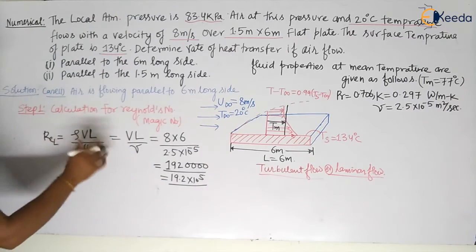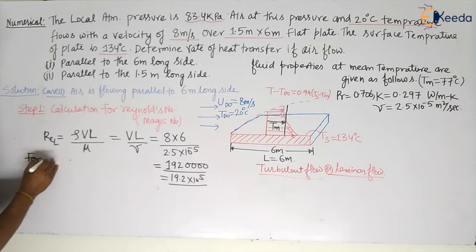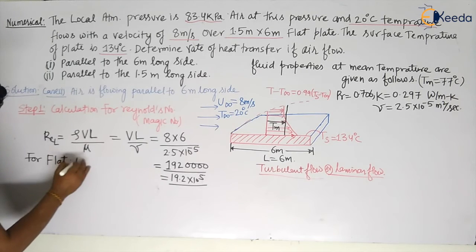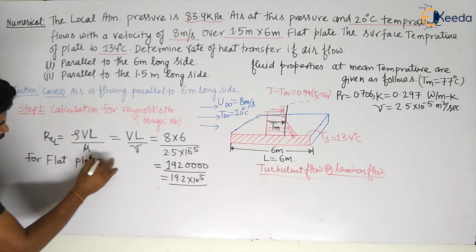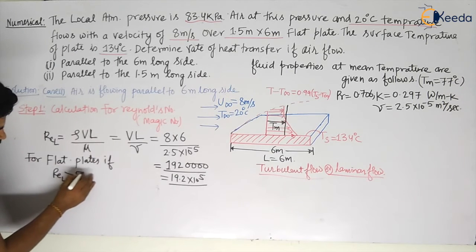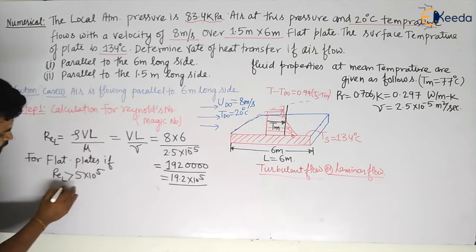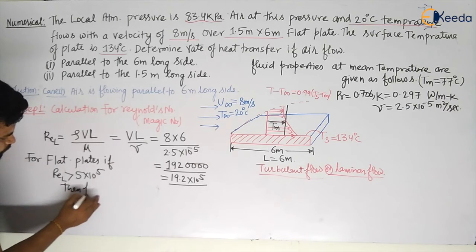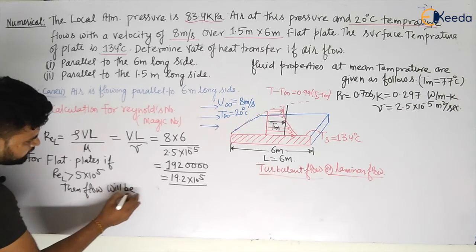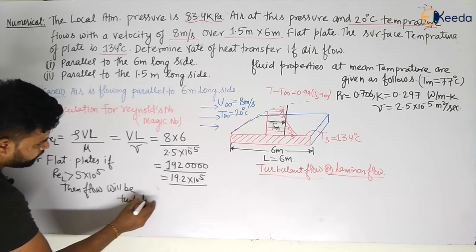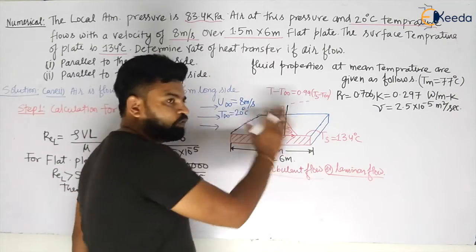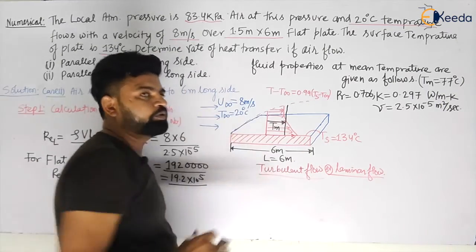So for flat plates, my dear students, if REL is greater than 5 into 10 to the power 5, then the flow will be turbulent. Then the flow will be turbulent, my dear students. So we have seen in case of plates, when there is a combined flow of turbulent flow and laminar flow, the equation we have seen.